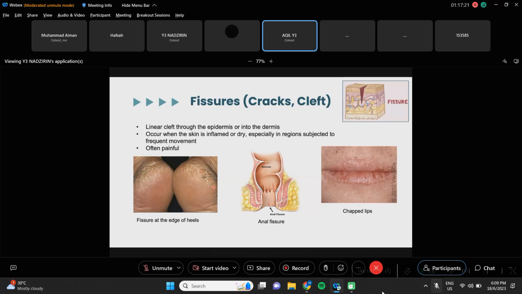So if you can see, there are three examples of the fissure. The first one is fissure at the edge of the heels, because we use them a lot in working. The second one is the anal fissure, which we know is very painful for the patient. And the third one is chapped lips. It's also part of the fissures. Okay, the next one.